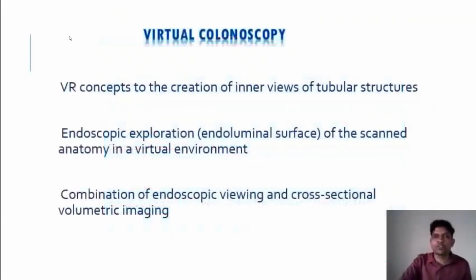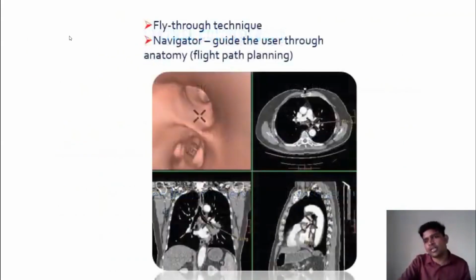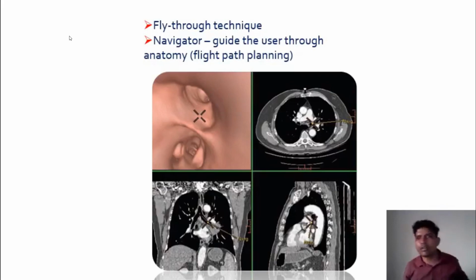So virtual bronchoscopy, I think all of you know, in CT there are two different types. One is the fly through technique, another one is the navigation technique. Both use the same technique when you acquire the image. There will be no separate technique for fly through or navigation. After acquiring the image, during post processing, you can change to fly through or to the navigation technique.